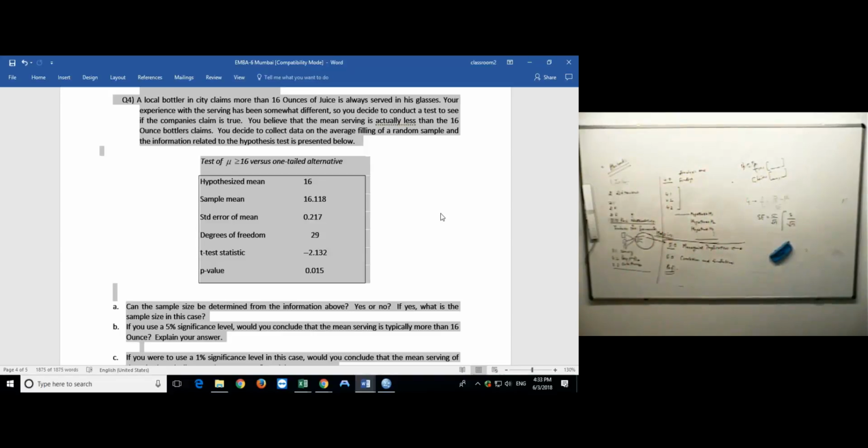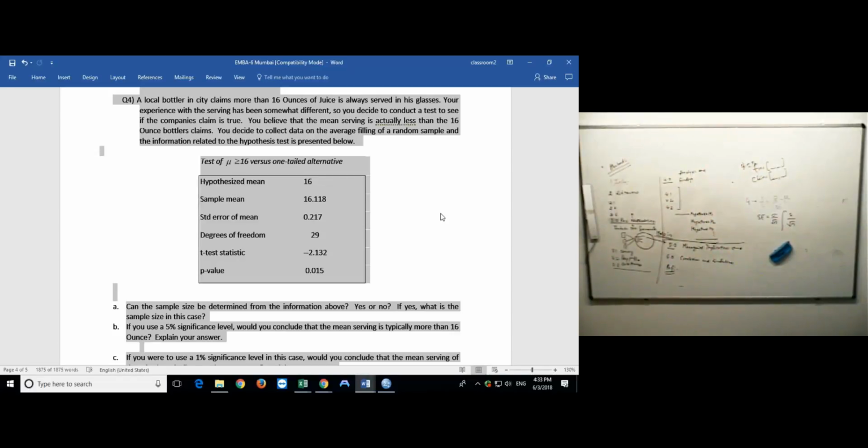Second, if you use 5% level of significance, would you conclude that mean serving is less? Now null is true or alternative is true? Alternative is true. So why alternative is true? Very good. Since the p-value is less than 0.05, therefore alternative hypothesis is true. So whatever you are talking about is the right one.